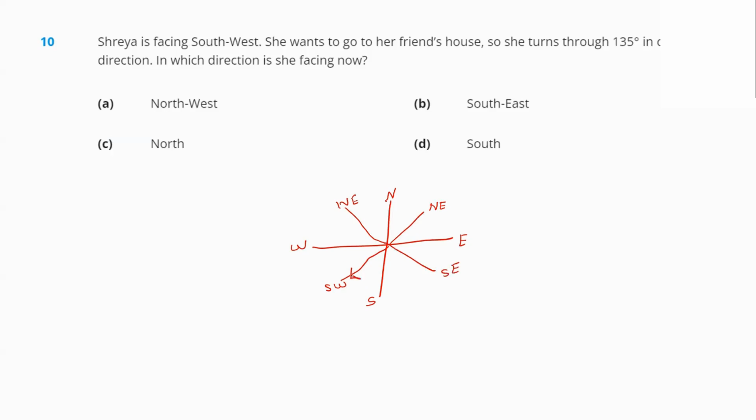So Shreya is facing southwest. She wants to go to her friend's house. So she turns 135 degrees in a clockwise direction. In which direction is she facing now?